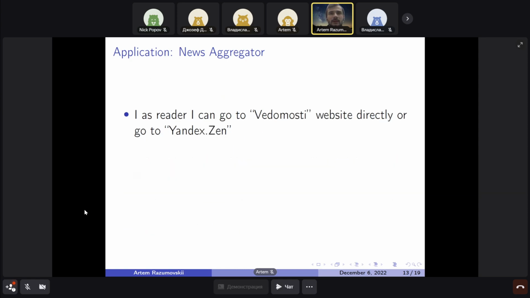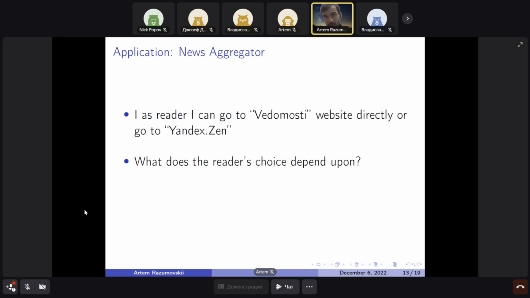So then, what is the question? What is the reader problem then? For example, a reader can go directly to some newspaper, for example, Ведомости, or firstly, you can go to some news aggregator. What is the trade-off between this choice as a reader?